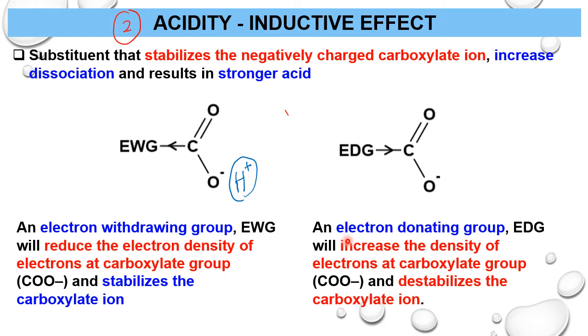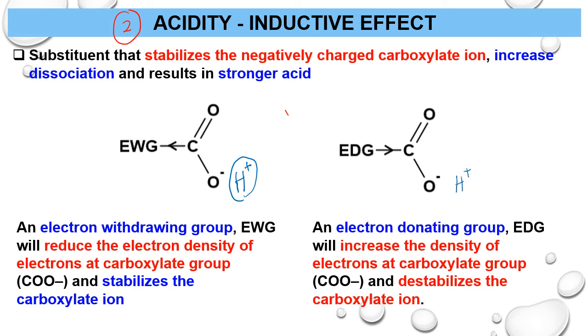Okay, when you have an electron donating group, EDG, it will increase the density of electrons at carboxylate ion. Electron density dekat sini akan tinggi, and it will destabilize the carboxylate ion. Sebab kita tahu lagi negatif dia, lagi tinggi electron density, lagi unstable your structure. Okay, itu satu. And kita boleh juga tengok in terms of bond dengan H+.